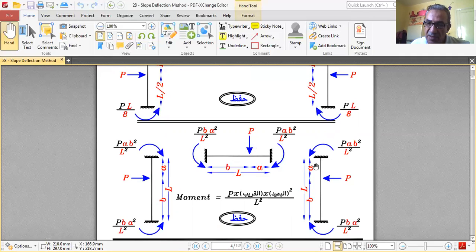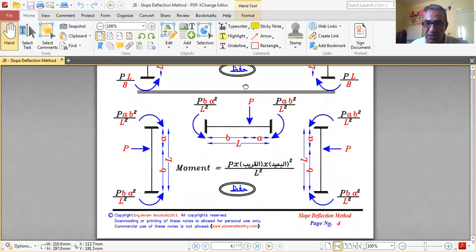So P multiplied by A by B squared over L squared, and P multiplied by B by A squared, the far one, over L squared. It's better to memorize these so you have them handy when you start solving the equations.